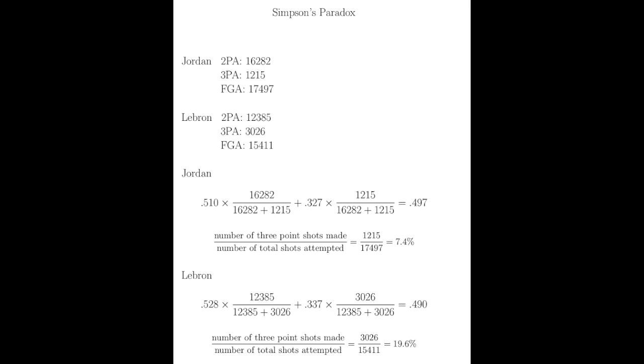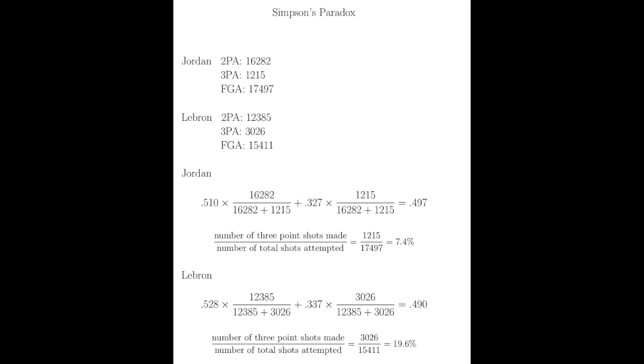LeBron James attempted 12,385 shots from two-point range and 3,026 shots from three-point range, which means about 20% of his shots have been three-pointers. Jordan, on the other hand, has attempted 16,282 shots from two-point range and 1,215 shots from three-point range, which means about 7% of his shots have been from three-pointers.